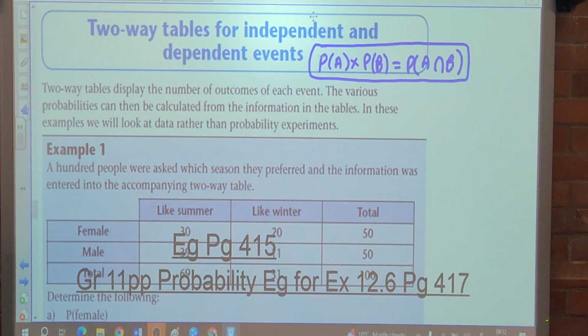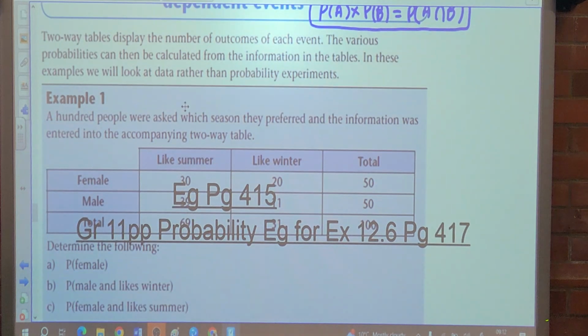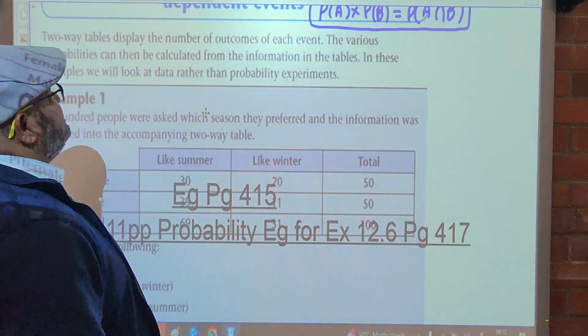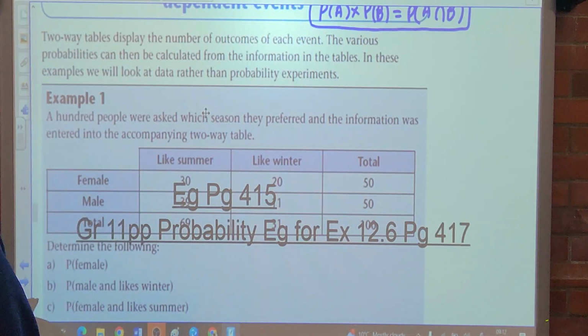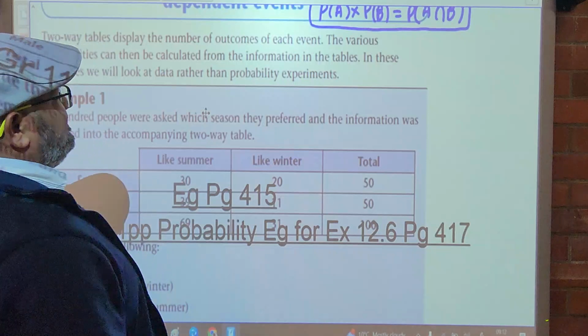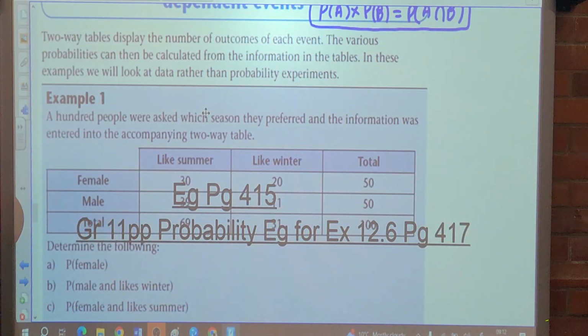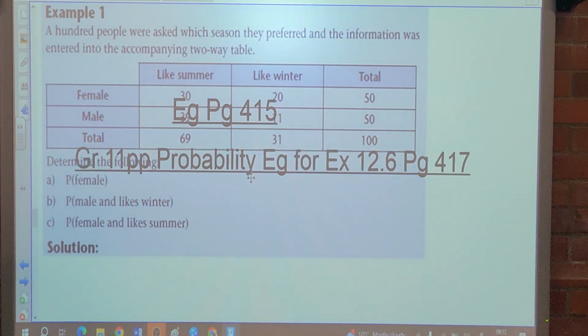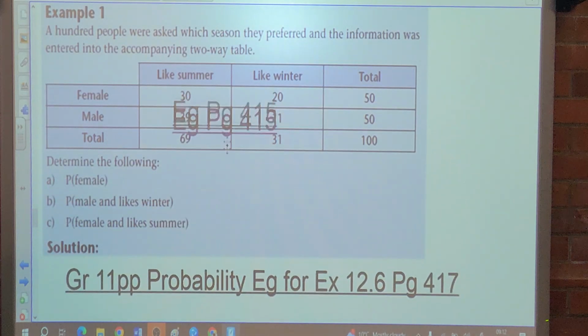So now we're looking at two-way tables, and we're told that the two-way table displays the number of outcomes of each event. The various probabilities can then be calculated from the information in the table. In these examples, we will look at the data rather than the probability experiments. Let's look at example 1, and example 1 is on page 415.